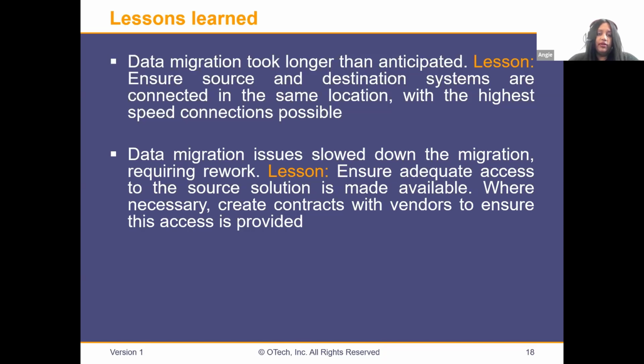Data migration issues as well, in the context of this project, slowed down the migration. So rework and such was required sometimes when formats and data structure issues occurred. The biggest lesson there is to really ensure that you do anything you can to make sure there's access to that source solution made available, or from the vendor, I guess the outgoing vendor. Where it's necessary, create statements of work or contracts with vendors to ensure that this access is provided.